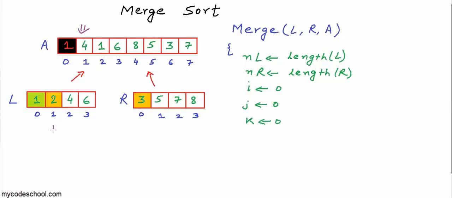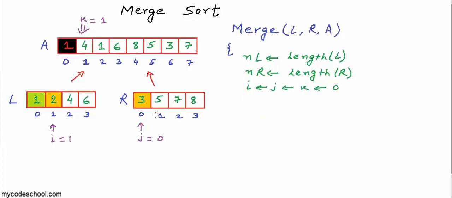Let's say i will mark the index of the smallest unpicked in L, j will mark the index of the smallest unpicked in R, and k will mark the index of the position that needs to be filled in A. For our example here, at this stage we have i equals 1, j equals 0 and k equals 1, because we have already filled one element at index 0 in A. But when we start, we will begin with all three, i, j and k, as 0.